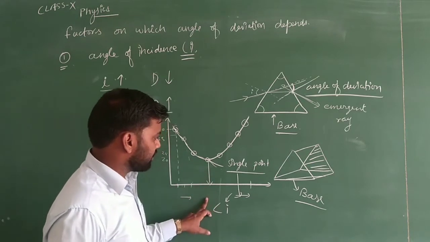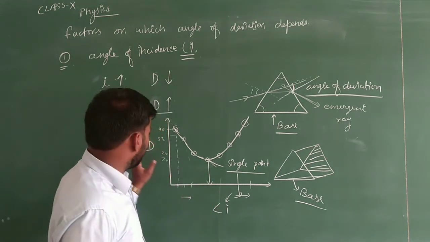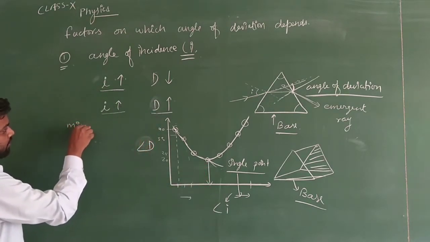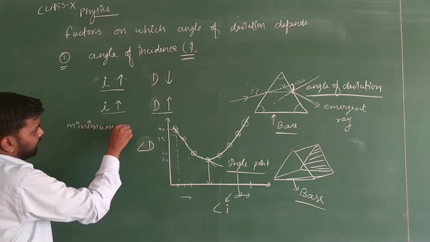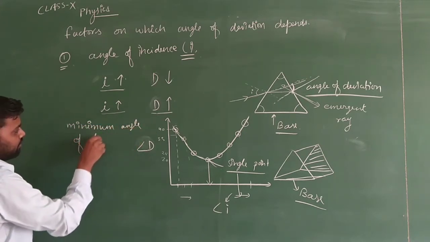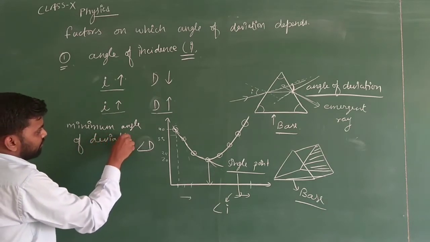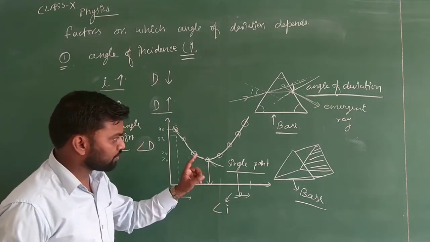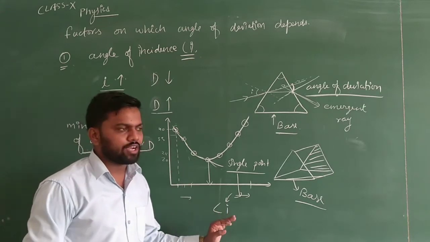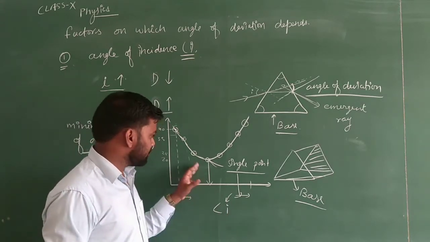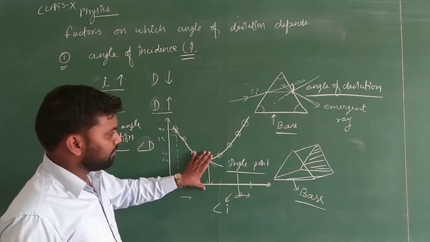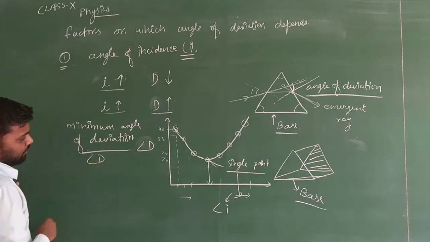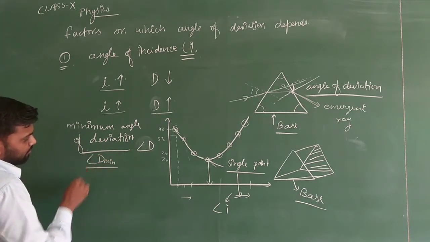So the point at which the angle of deviation is minimum is known as the minimum angle of deviation. Okay, students, if we are increasing it further, we can clearly see that a single value of the angle of incidence will come on which the angle of deviation will be minimum. It is known as the minimum angle of deviation. We can denote it by the angle of deviation with the suffix minimum.